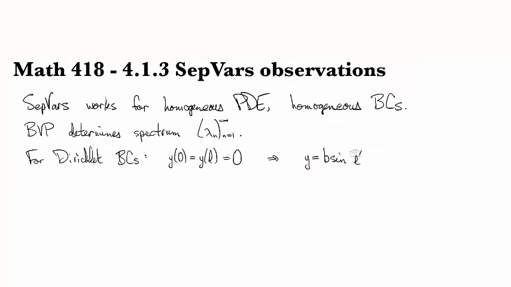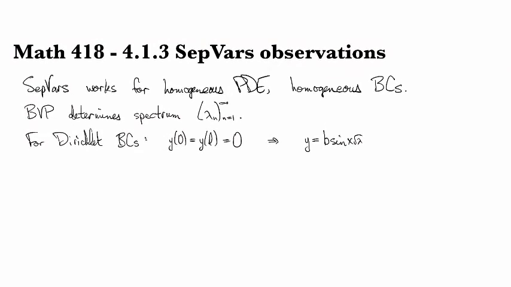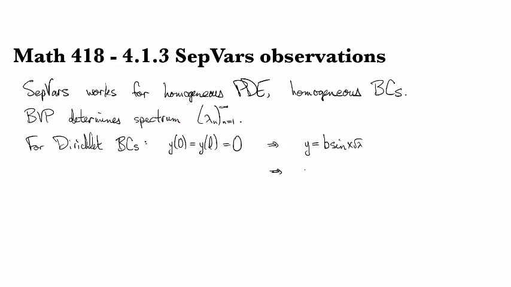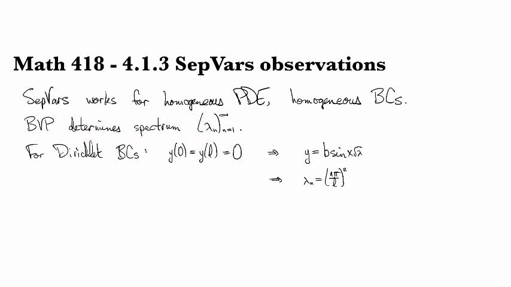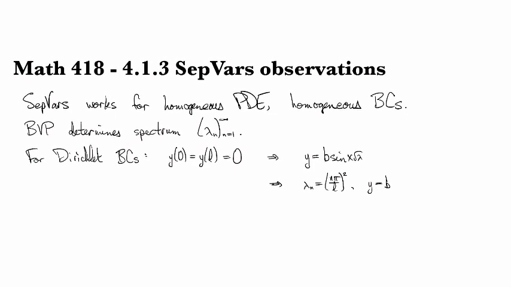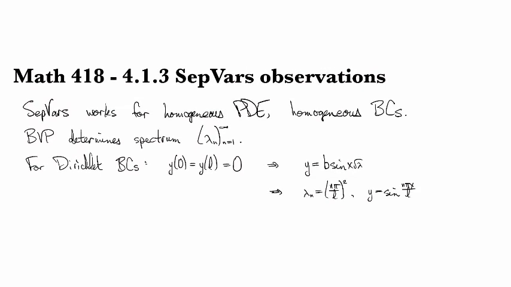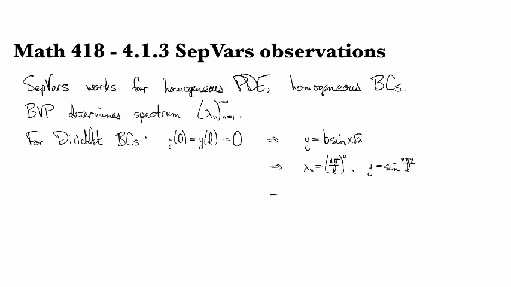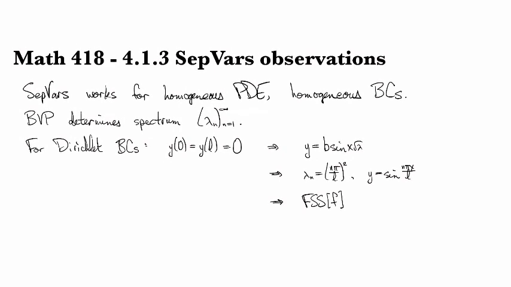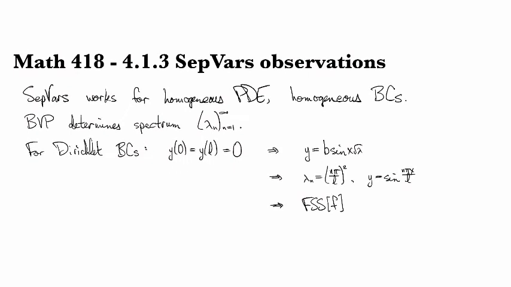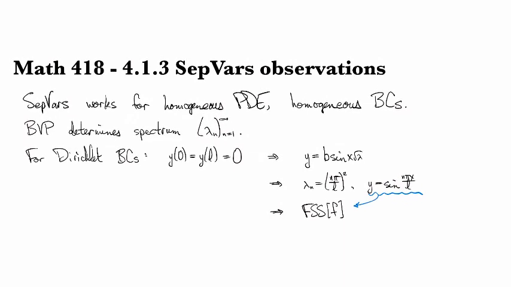sine. Actually, here, let me back up a little bit. Sine x root lambda, and that leads us to the particular spectrum (n pi over L) squared, and the corresponding eigenfunctions sine of n pi x over L. And as a consequence, when we go back to looking at the initial condition, we need to find the Fourier sine series for the initial condition, because it's sine functions that we have to build with, to work with.